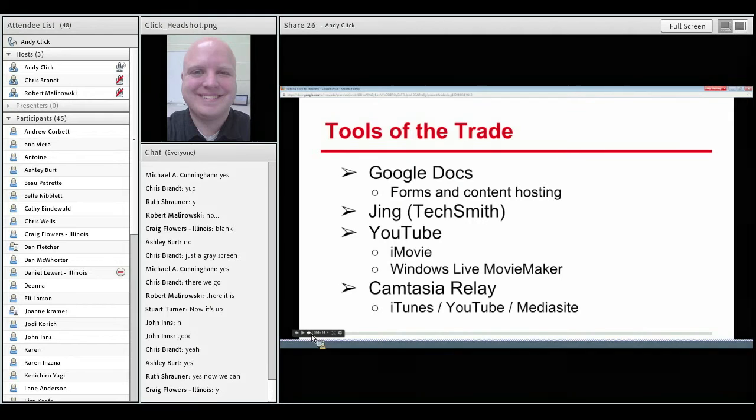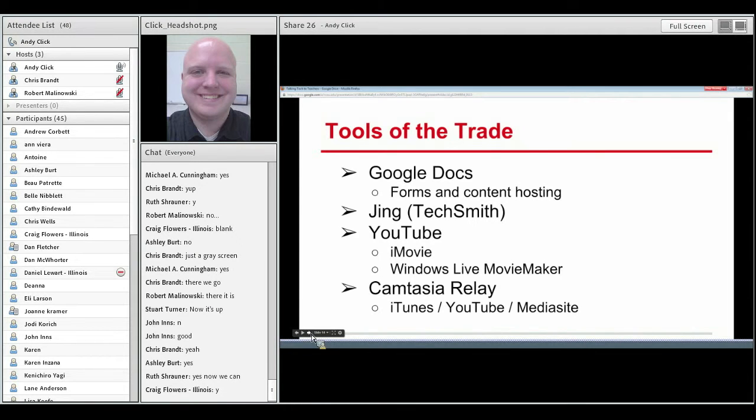There are plenty of free video editing software options out there. If you're on a Mac, iMovie. If you're on Windows, you can download Windows Live Movie Maker for free. They're both fairly robust. Camtasia Relay, not free, but it is a fairly valuable thing that we've used a lot for screen capture, and it works as kind of a switchboard to post to any of a variety of media hosting solutions.